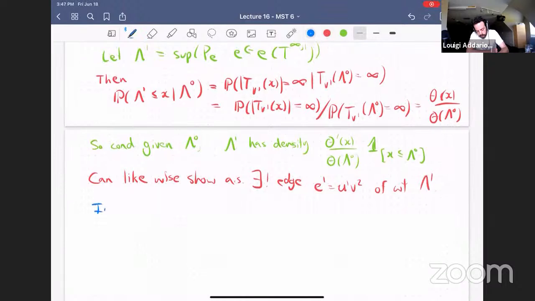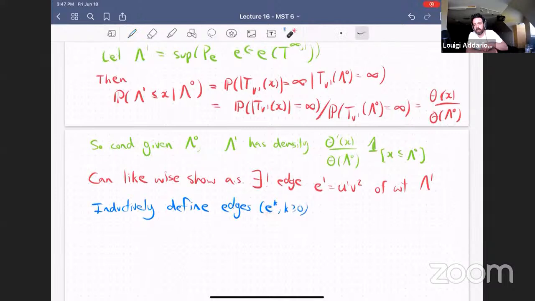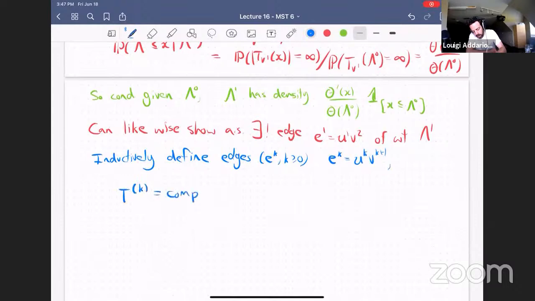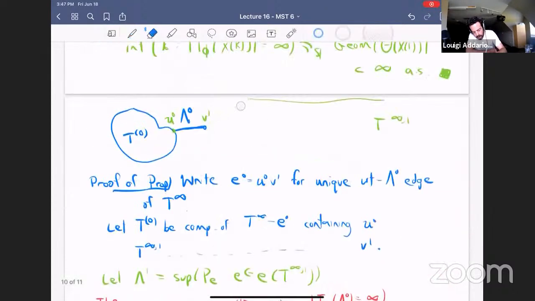So inductively, I'll define a sequence of edges, EK, where each time EK is just the largest weight edge that Prim's algorithm ever adds after having added edge EK minus 1. So EK is UK VK plus 1, and so TK will be the component. So let me refine this picture now.